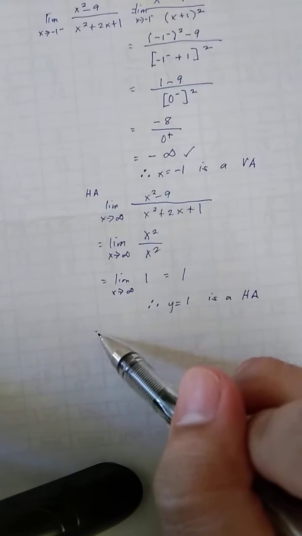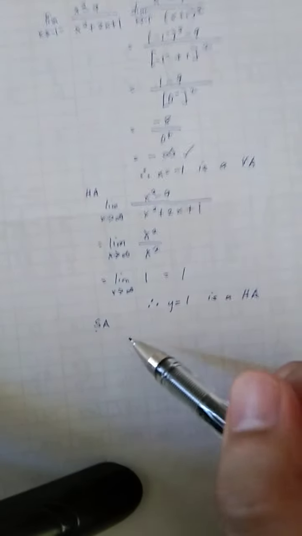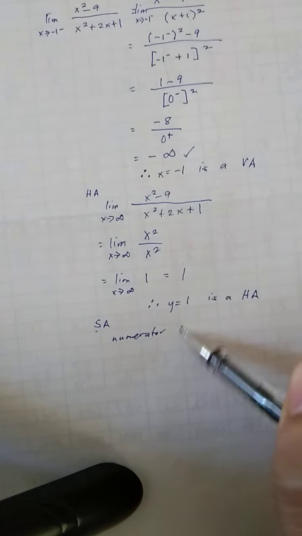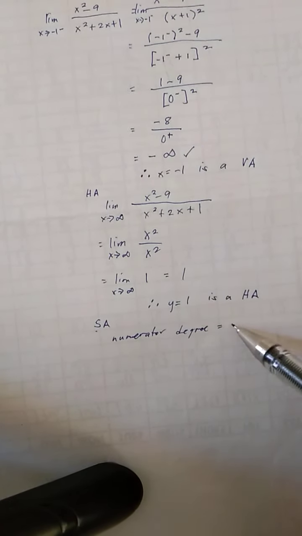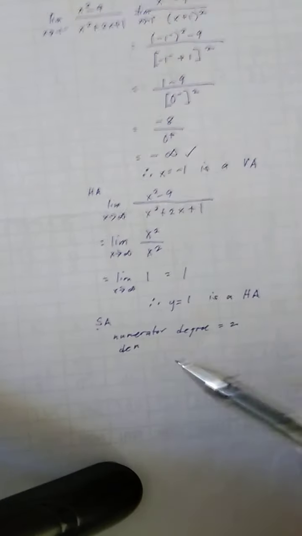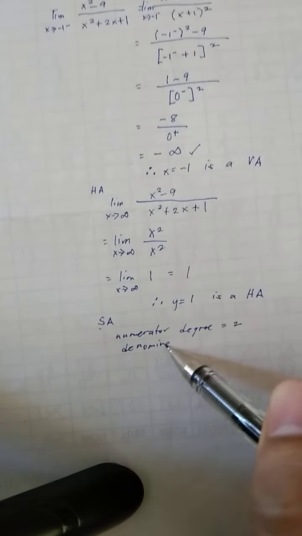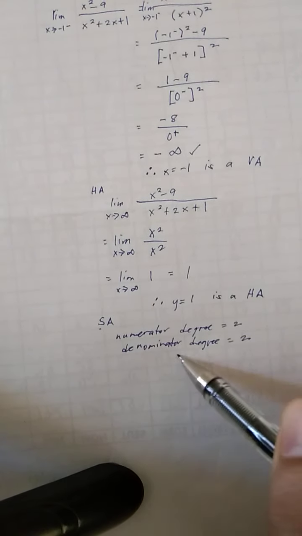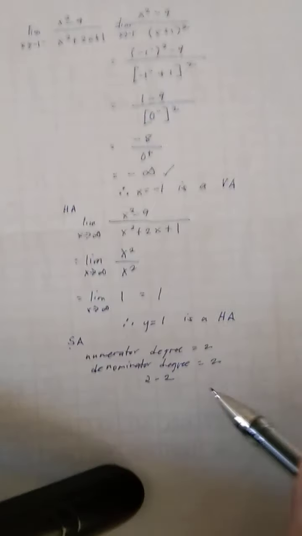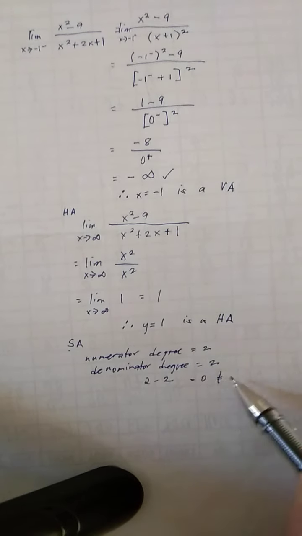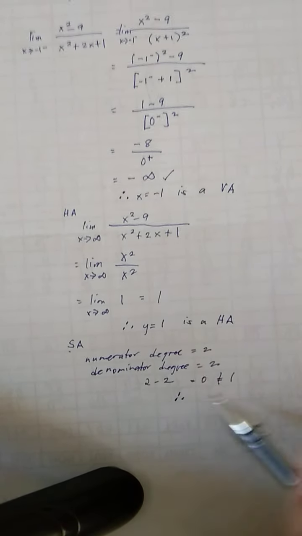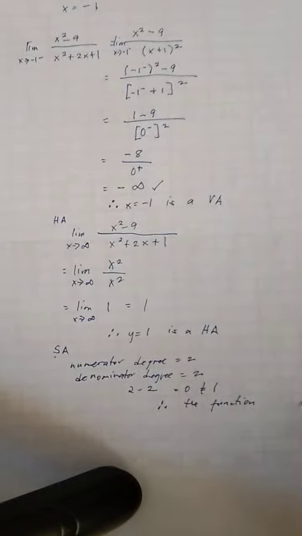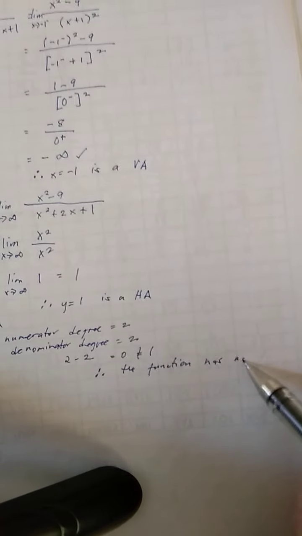Okay, how about the slant asymptote? So again, the numerator degree is 2. The denominator degree is also equal to 2. If you try to subtract them, you will get 0 again, which is not equal to 1. Therefore, the function has no slant asymptote.